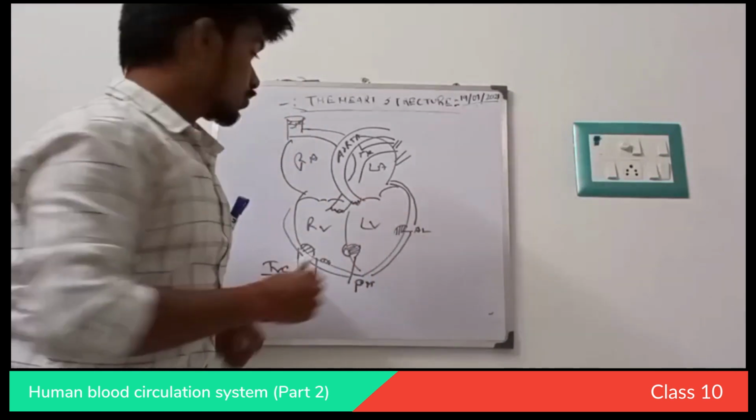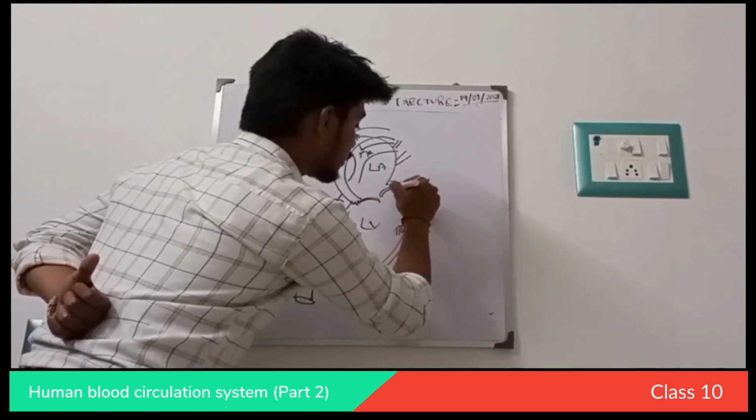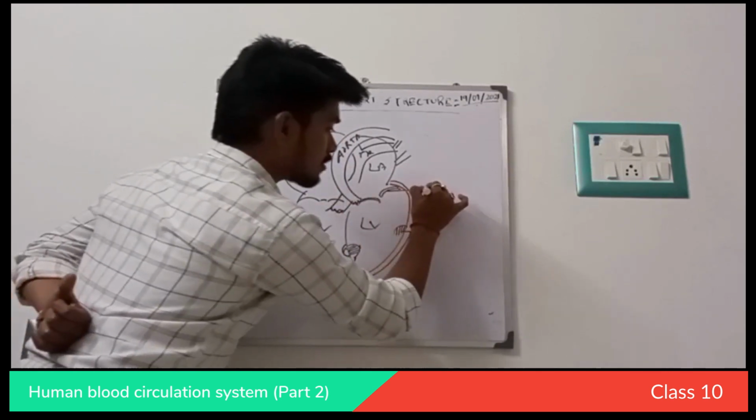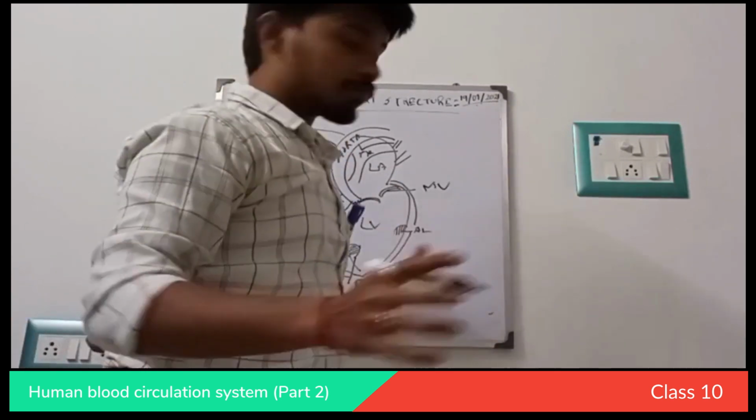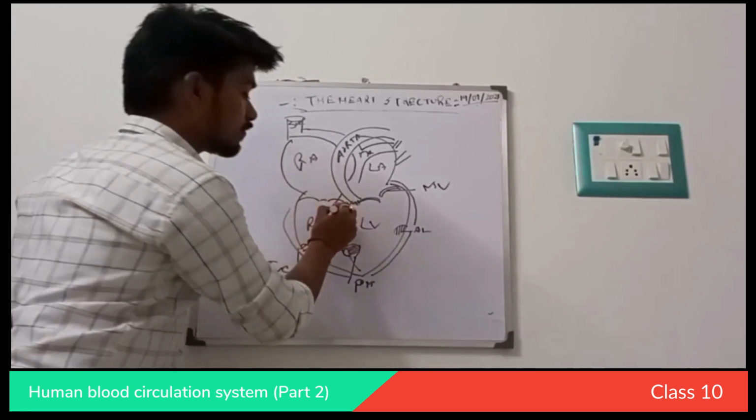It is a semilunar valve. So we have the first, these are the AV valves. AV valves means the mitral valve, I told you about that. Two AV valves are there. Two pulmonary valves are there.